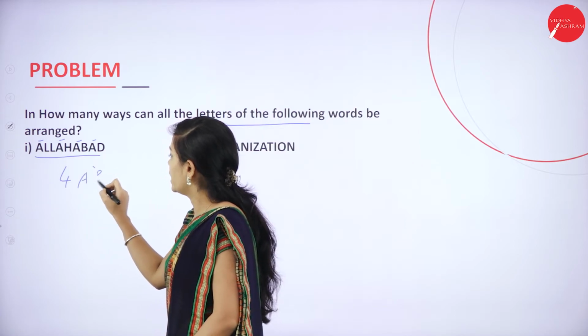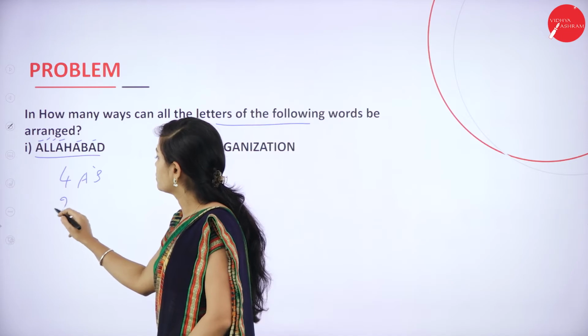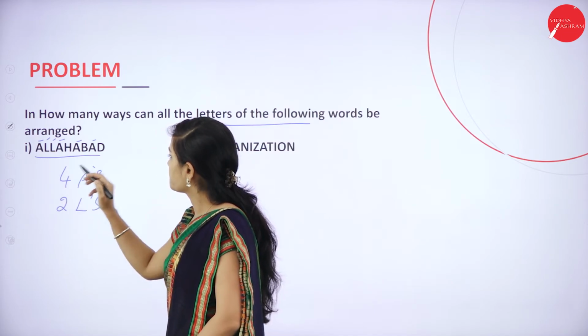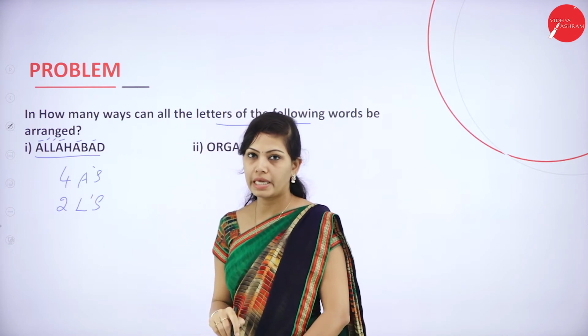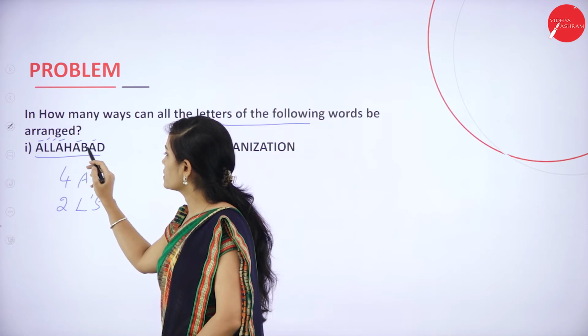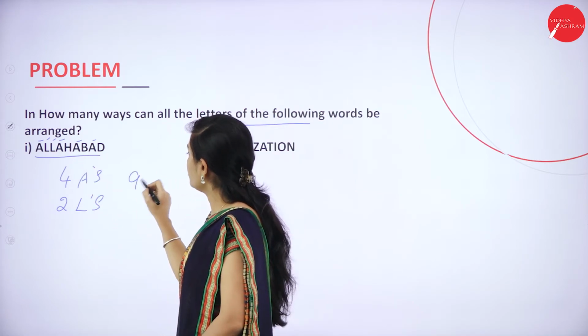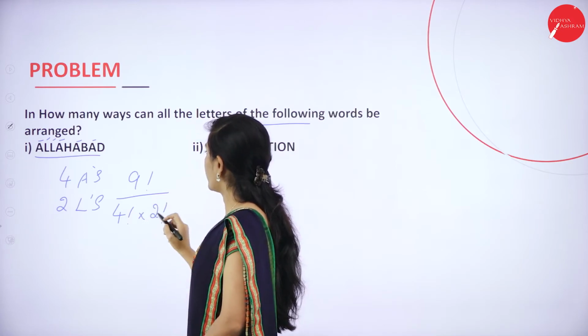4 A's and 2 L's and that's it. 4 A's and 2 L's. So how many letters are there? 1, 2, 3, 4, 5, 6, 7, 8, 9. So 9 factorial by 4 factorial into 2 factorial.